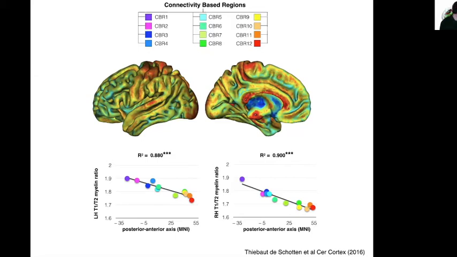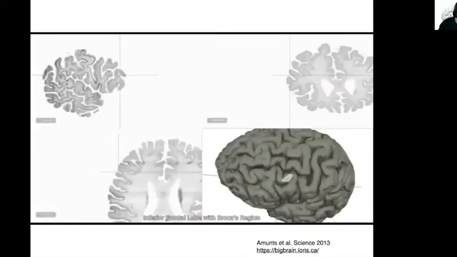But this is neuroimaging, and to be honest, neuroimaging is not biology, and you still have a large gap to fill in order to be able to interpret what magnetic resonance imaging is telling us, and to be really sure that the T1 T2 ratio is myelin. But we can use the information from neuroimaging to try to explore a little bit of biology, and this is possible thanks to new tools such as the BigBrain.